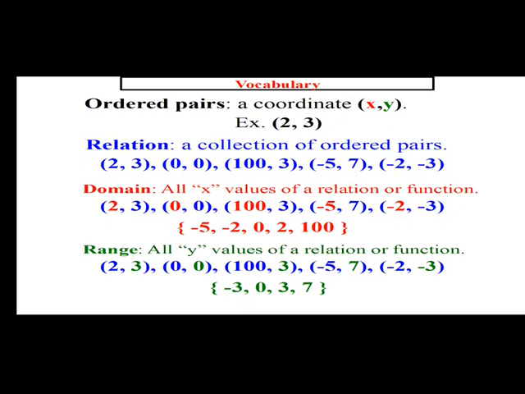Yes, Mr. Q. All right, so any questions with the vocabulary so far? We know what ordered pairs are. We know what a relationship or a relation is. It's a collection of all those ordered pairs, and we know domain and range. All right, so with that said, let's move on to our functions. Oh, my bad. Before we do, different ways of representing relations and functions.